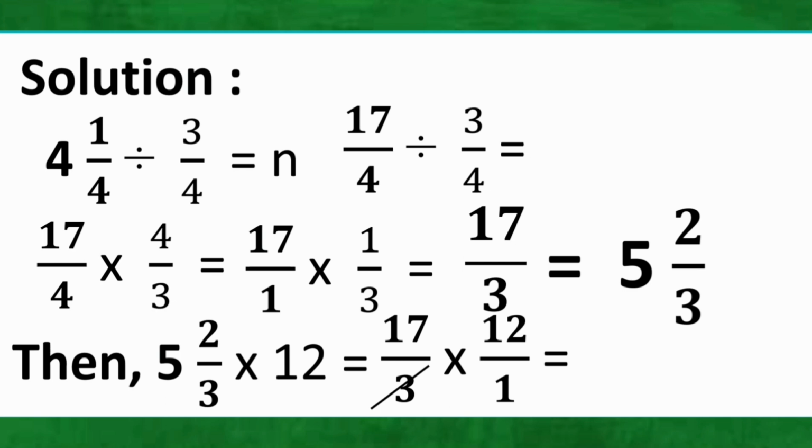Then, multiply 5 and 2/3 by 12. Change 5 and 2/3 into an improper fraction, that is 17 over 3. Then copy 12. Here, we can cancel 3 and 12. The GCF is 3. So, 3 divided by 3 is 1 and 12 divided by 3 is 4. So we have 17 times 4. The answer is 68.